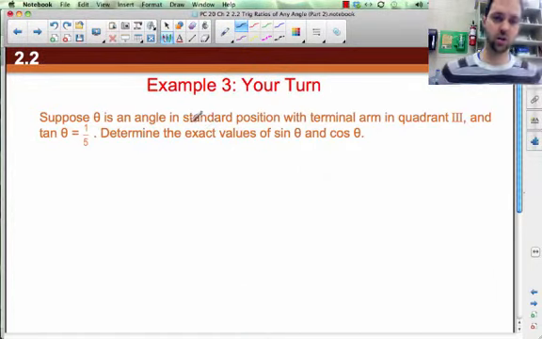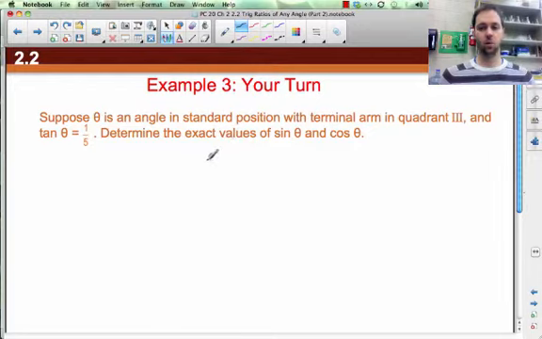Example 3, your turn. Go ahead and give this a try. When you unpause it, you can check out the solution on the next page, so hit pause now.